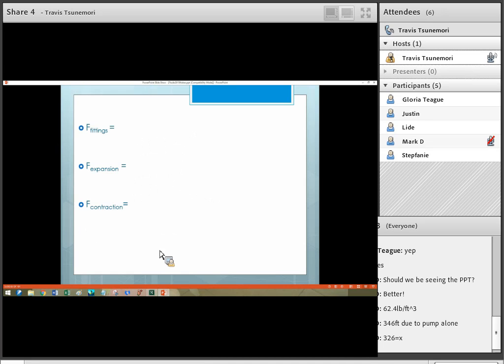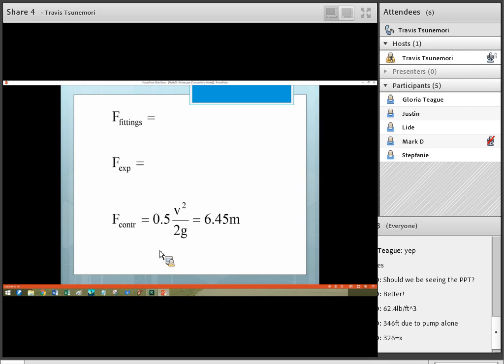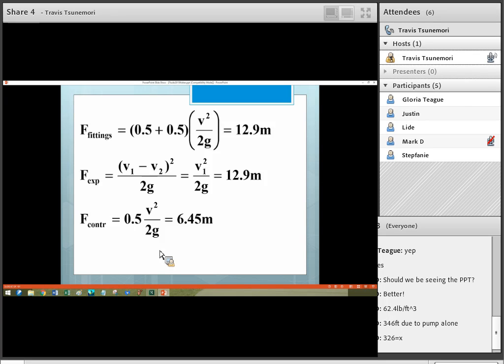Because we've got fittings, expansion, and contraction. So the fittings, well, the contraction, they told us is a type A entrance to the pipe. So going from the tank at the bottom to the pipe, that's our contraction. And we know that's 6.54 meters. And then the fittings, we've got two type A elbows. Each one of them has a K of 0.5. So times V squared over 2G, so that is 12.9 meters.